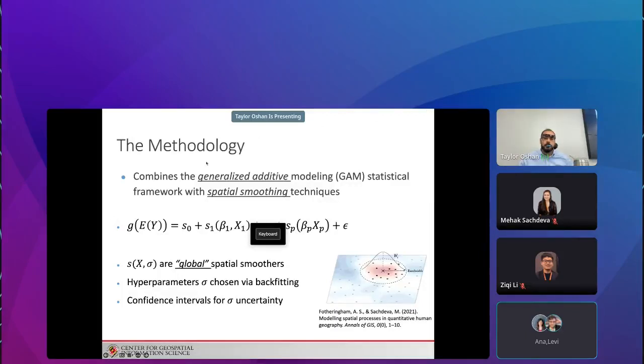The parameters that control that smoothness are hyperparameters that we can fit using backfitting within the GAM framework. And the neat thing is that we can also have confidence intervals for that smoothing parameter, that hyperparameter, that can give us some kind of certainty about the value of that parameter.